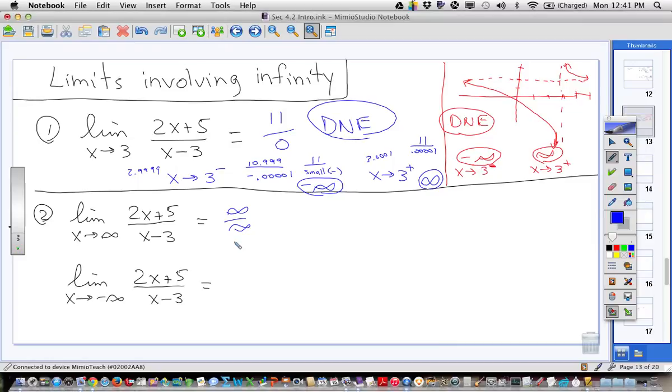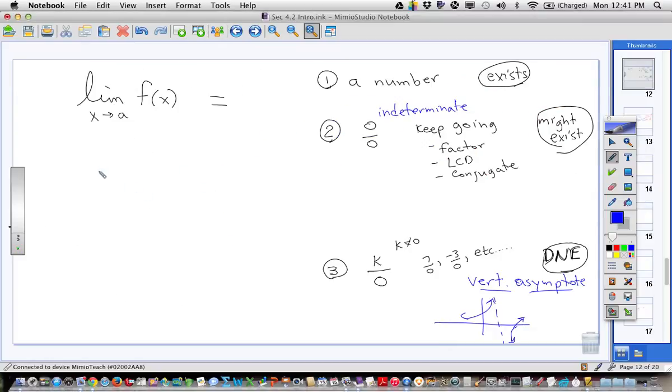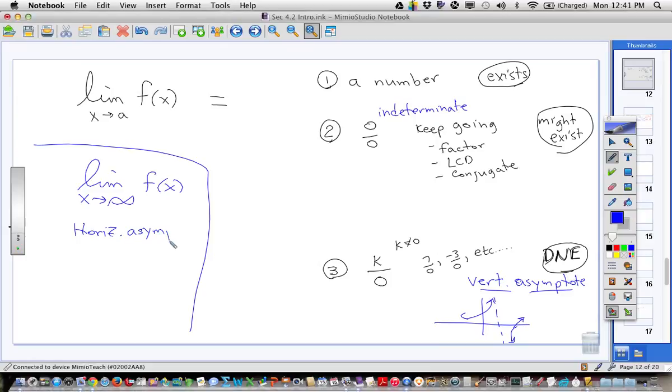So if we want to add that to our notes from back here, if I had a limit as x approaches infinity kind of problem, that's going to be a horizontal asymptote situation. Okay? So vertical asymptote was this situation on our normal limits. When we plug in a number and we get like 11 over 0, 6 over 0, we know we've got a vertical asymptote. Does not exist. With limits as x goes to infinity, we know we've got a horizontal asymptote.